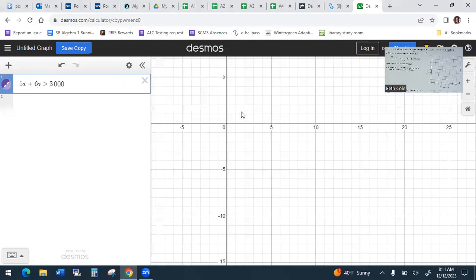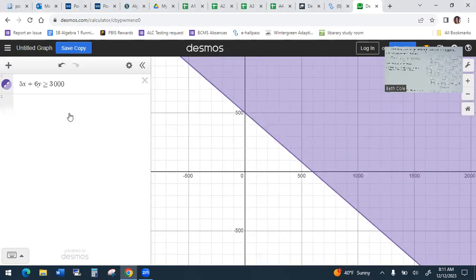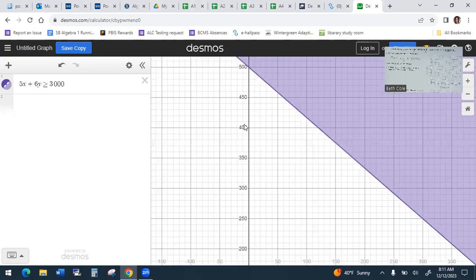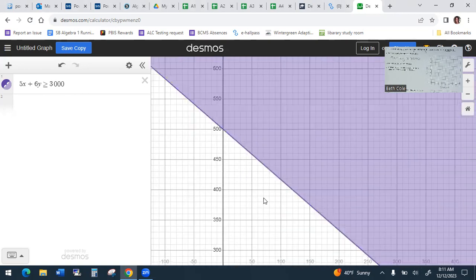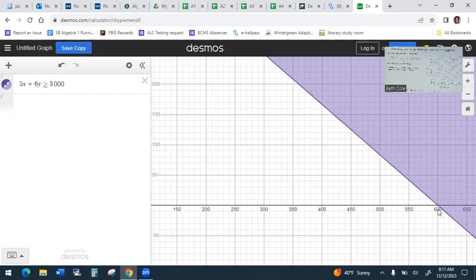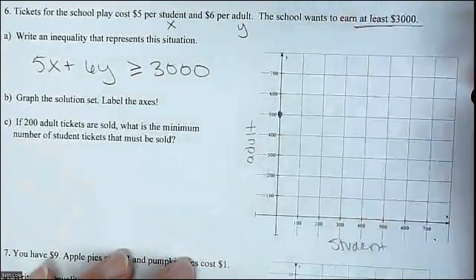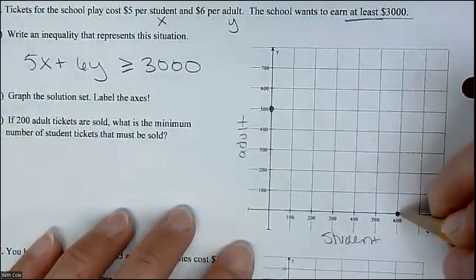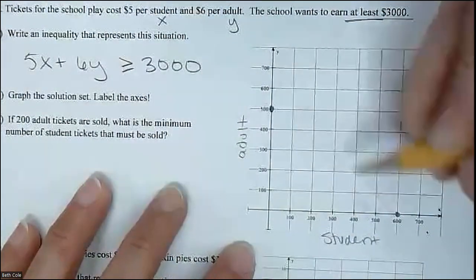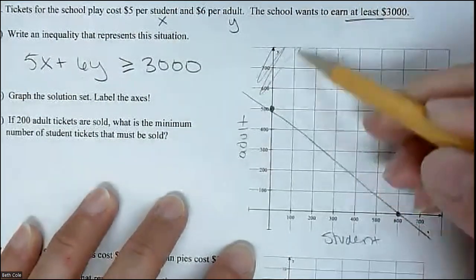I'm gonna have to zoom out a good bit because it was all the way up to 3,000. All right, but solid line because we have the equal to, and it's shaded above. So it looks like it's starting at 500, and then down here on the x-axis is at 600. So I'm gonna go ahead and plot those. So we've got 500, and then down here was 600. So it's down 5 over 6 is our slope, and then we're going to shade above it.